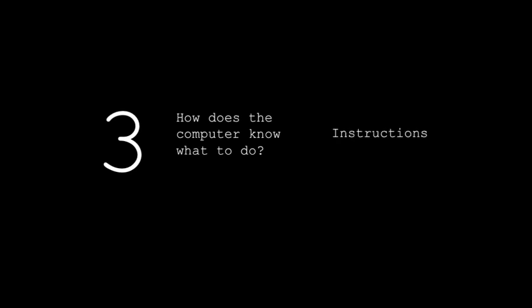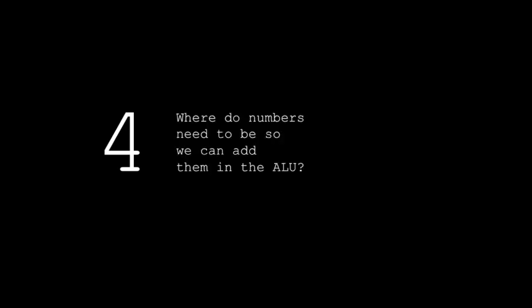Now let's move to question 3. How does a computer know what to do? If you said instructions, or we tell it to, that's right. Question 4, relating to our example. Where do numbers need to be so that we can add them in the ALU? That's right, the registers, because the add instruction only works from the registers to the ALU.